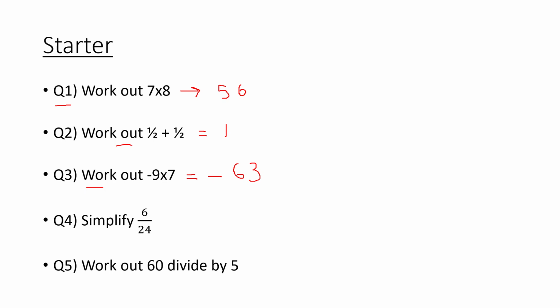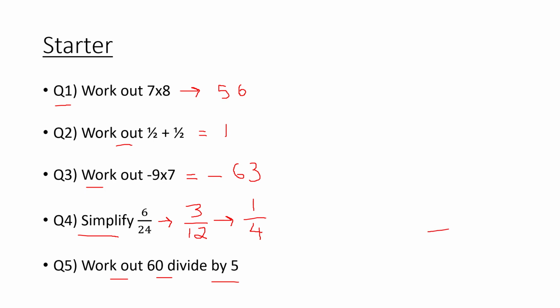Question 4, we're asked to simplify 6/24. 6 over 24, they're both even numbers, so divide top and bottom by 2, and you get 3 over 12. And I can divide top and bottom again by 3. So 3 divided by 3 makes 1, and 12 divided by 3 makes 4. So the answer simplifies to 1/4, or I could have just divided top and bottom by 6. That would also work.